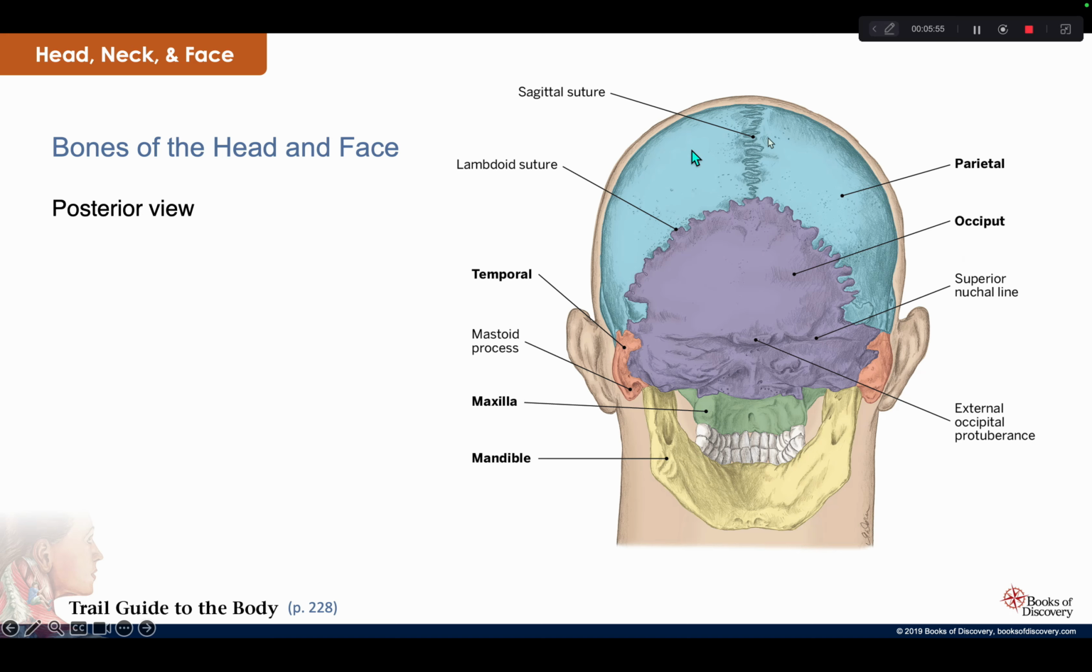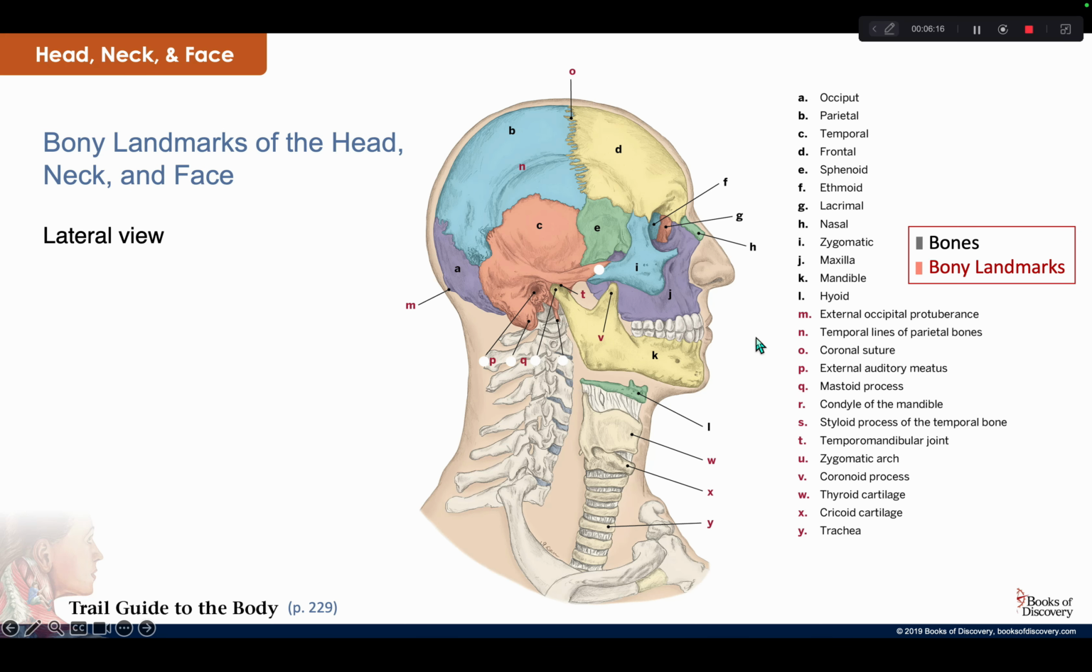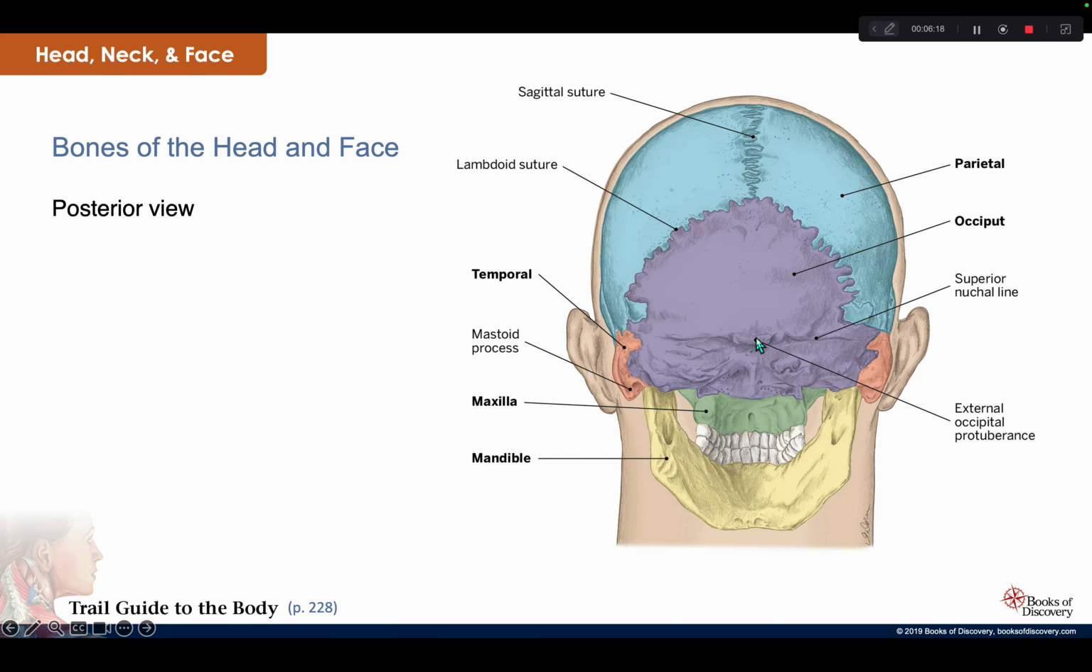Here are your parietal bones. These are on each side and make up the side and upper back of your head. And this huge purple section back here is the occiput. So remember the occipital protuberance, this nuchal line, is where a lot of your suboccipital muscles will attach. Whoops, I did not mean to go back. Okay, so that's where they would attach on that superior nuchal line, right through here.